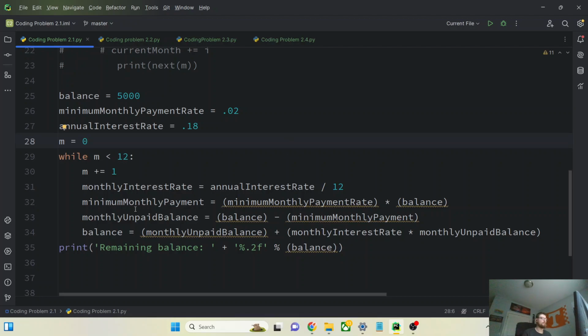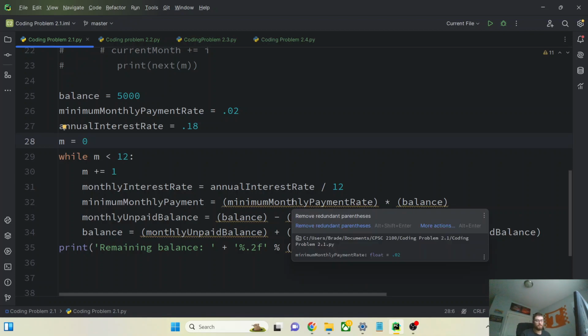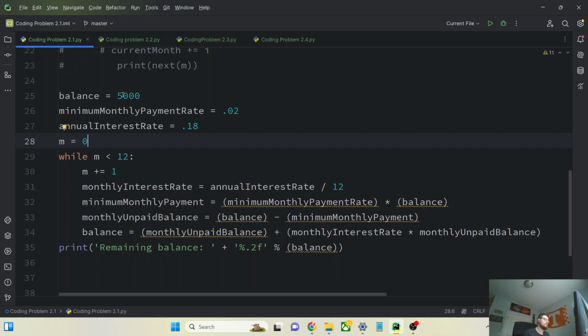So our minimum monthly payment is equal to our payment rate times the actual balance that we have, times our 5,000 here. And that's how we calculate our payment per month. But then we have to figure out how much we still owe. So our monthly unpaid balance is equal to our balance, so for the first iteration it would be 5,000 minus the monthly payment that we had calculated here. And that's going to do that 12 times.